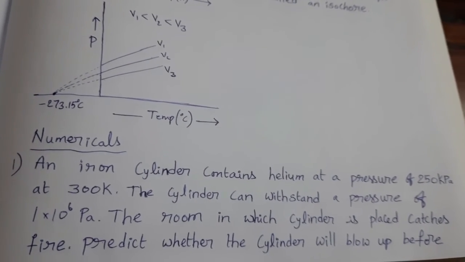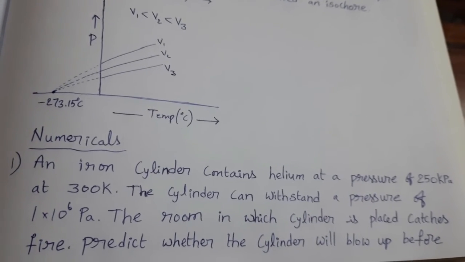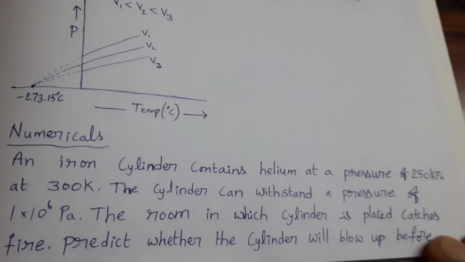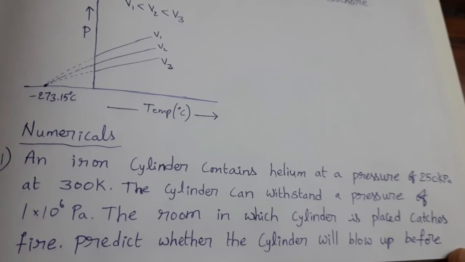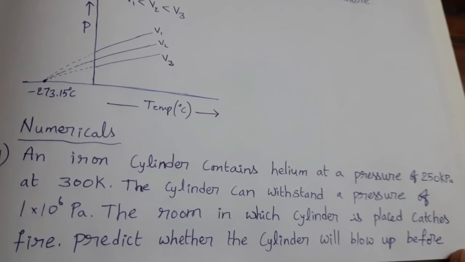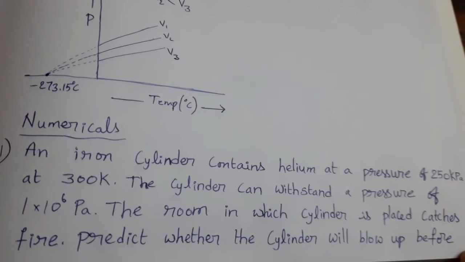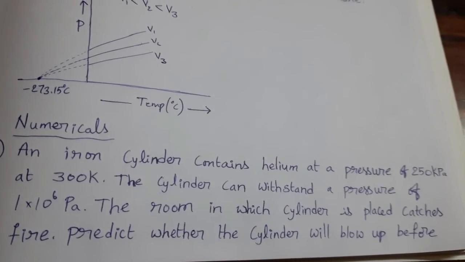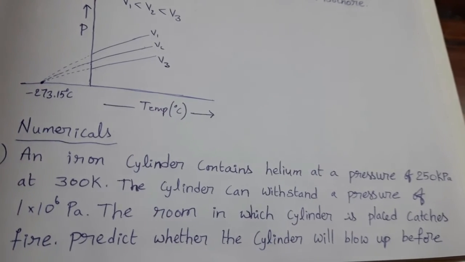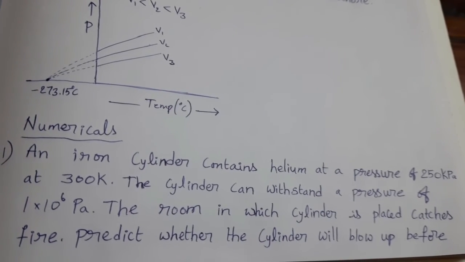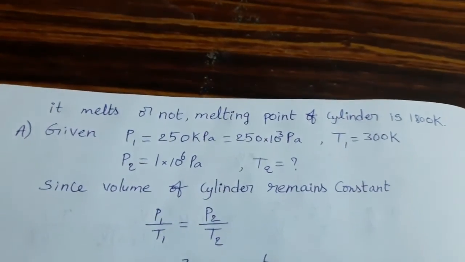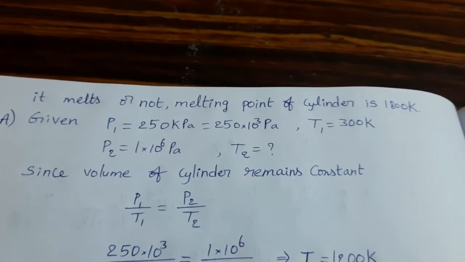An iron cylinder contains helium at a pressure of 250 kilopascals and 300 Kelvin. The cylinder can withstand a pressure of 1 into 10 power 6 pascals. The room in which the cylinder is placed catches fire. Predict whether the cylinder will blow up before it melts or not. Melting point of the cylinder is 1800 Kelvin.